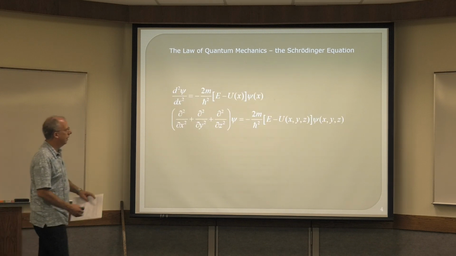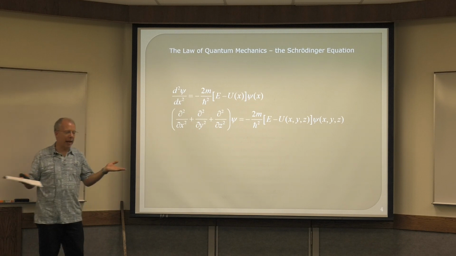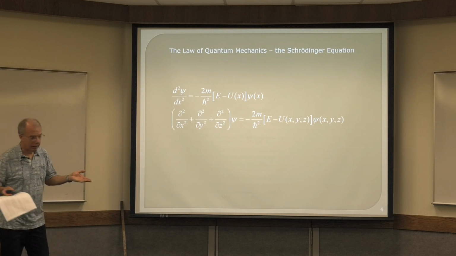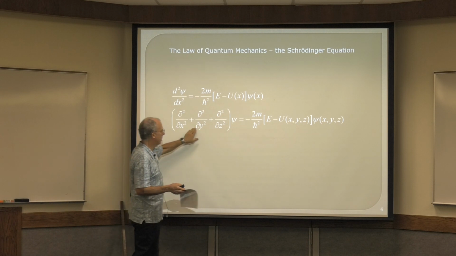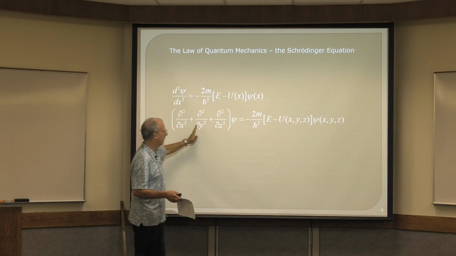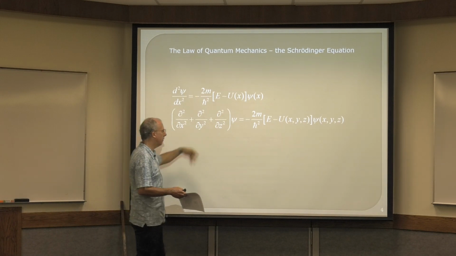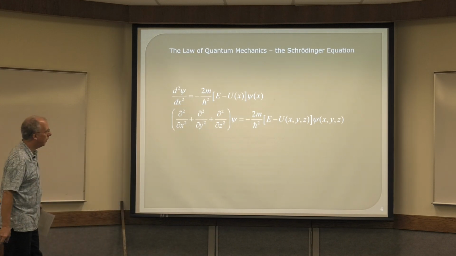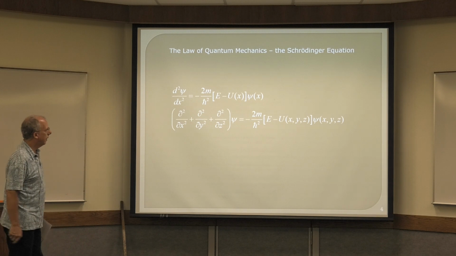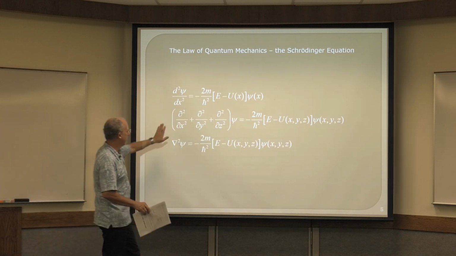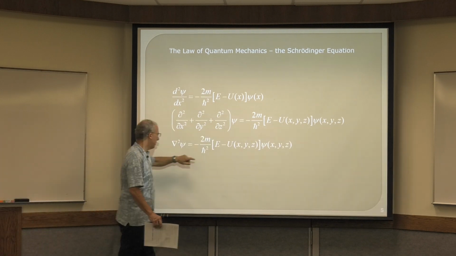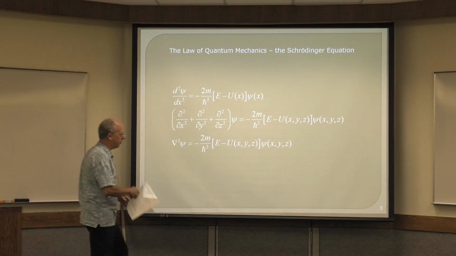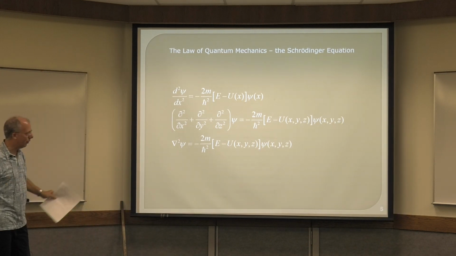And the hydrogen atom is a three-dimensional object, so we really have to go to 3 dimensions. And it's really partial derivatives. If you haven't seen partial derivatives, don't worry about it. So there it is. And this is represented by that, del squared. If you haven't seen that, don't worry about it.